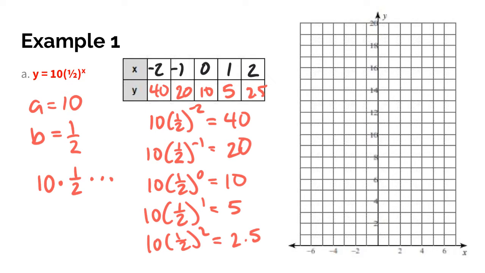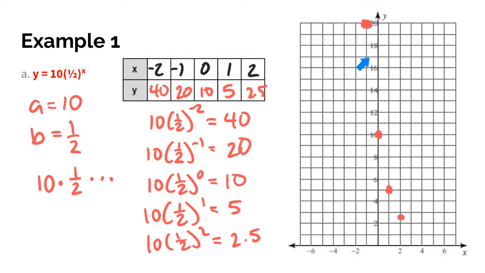So again, my goal is to take these numbers and plot them as points on my graph. The first one, -2, 40, I cannot plot on my graph because my graph only goes up to 20. So I'm going to start with my next value, -1, 20, which means I'm going to go left 1 and up 20, and plot a point there. Then I have 0, 10, then 1, 5, and then 2, 2.5, and 2.5 would be between 2 and 3.